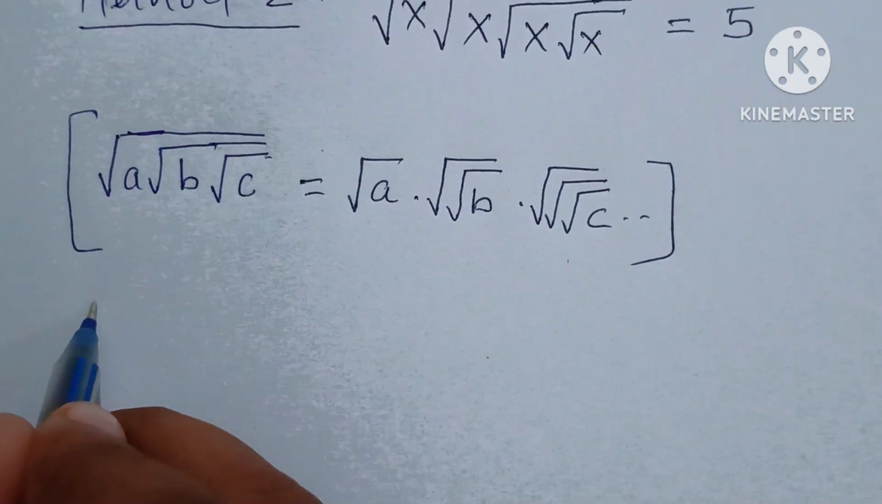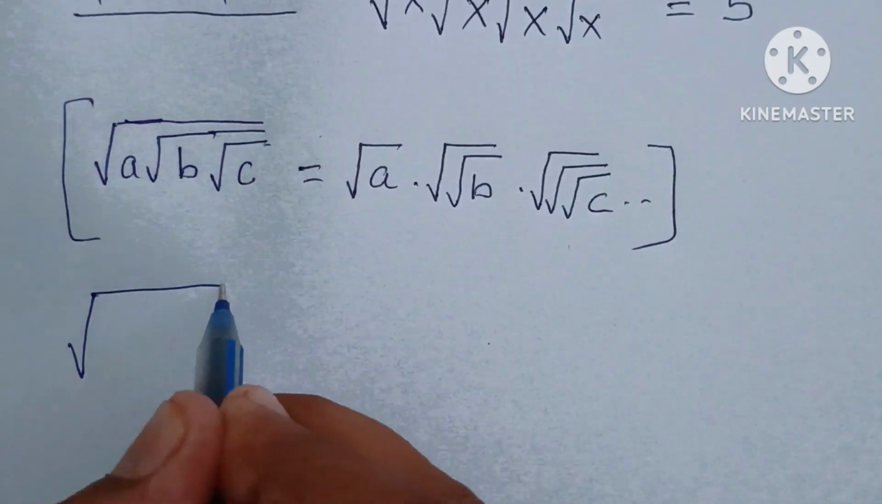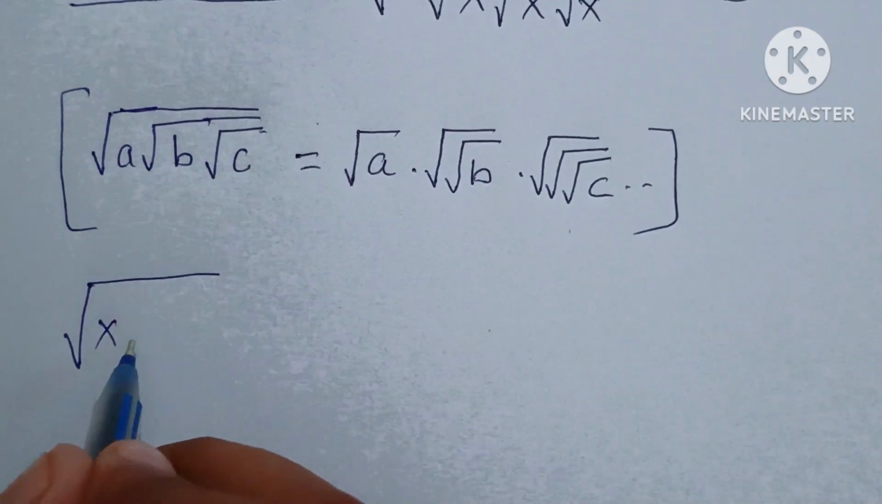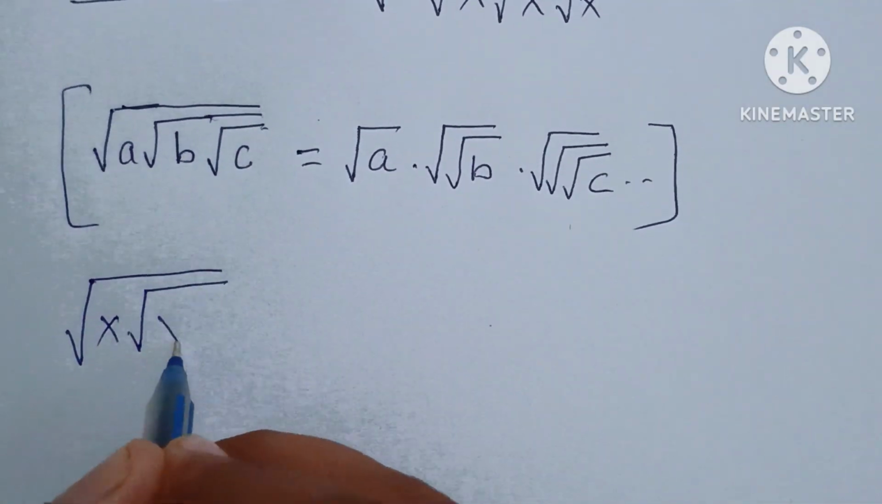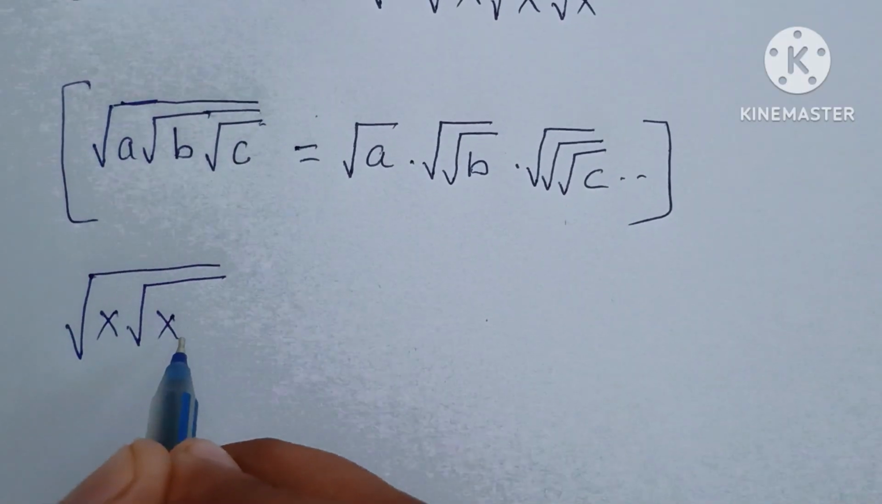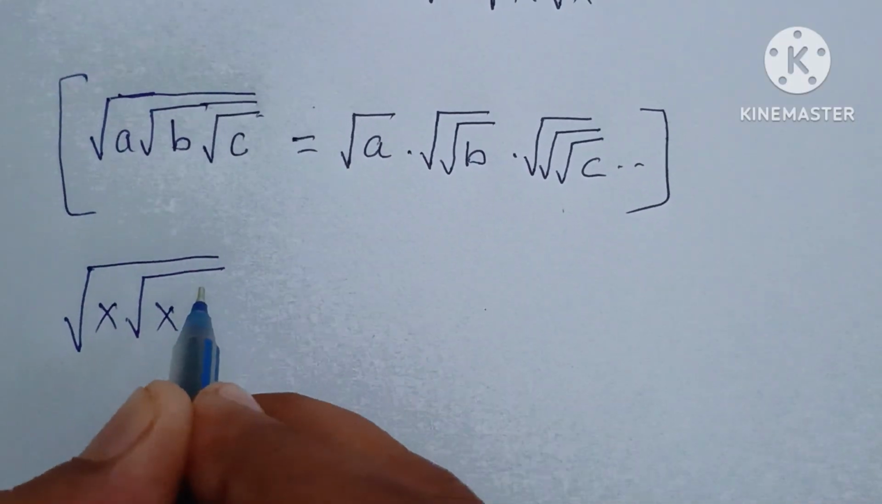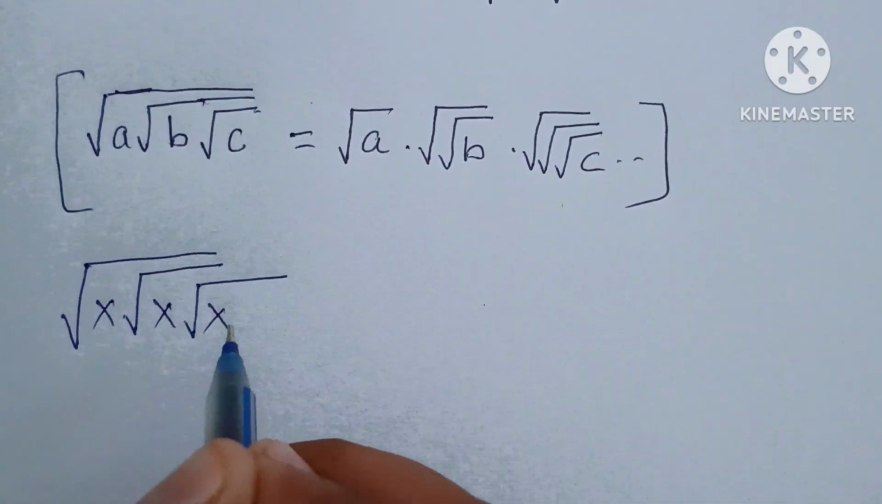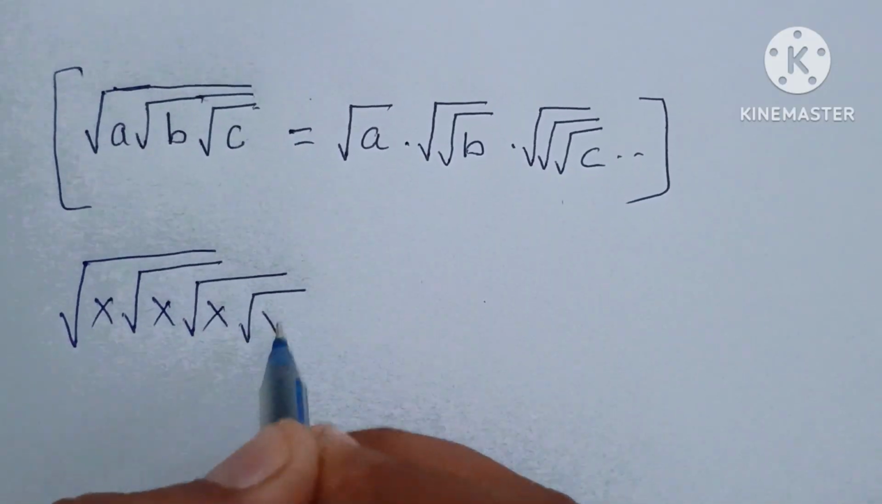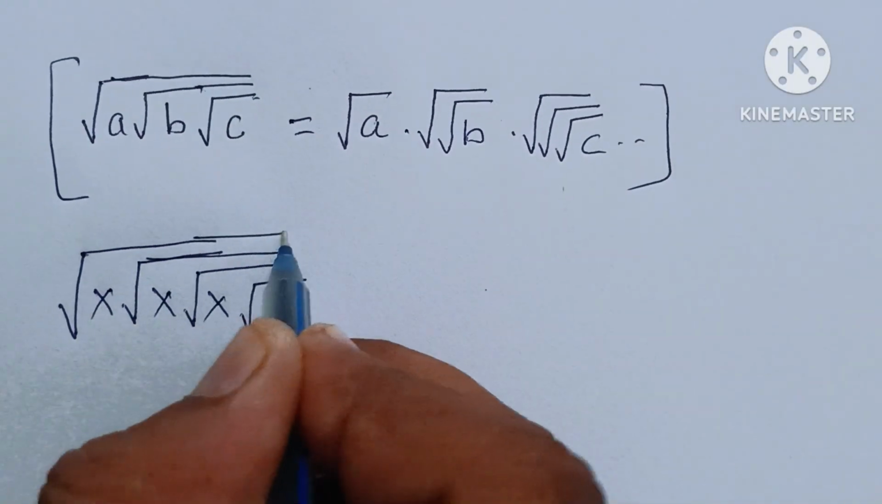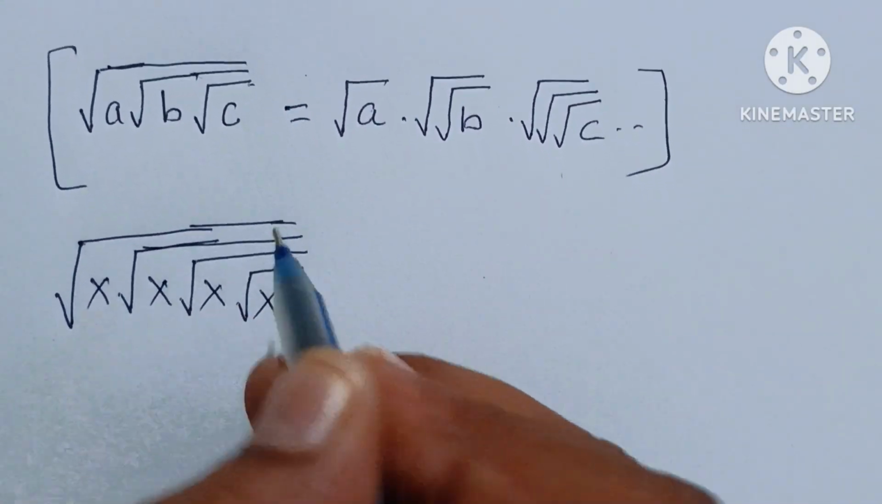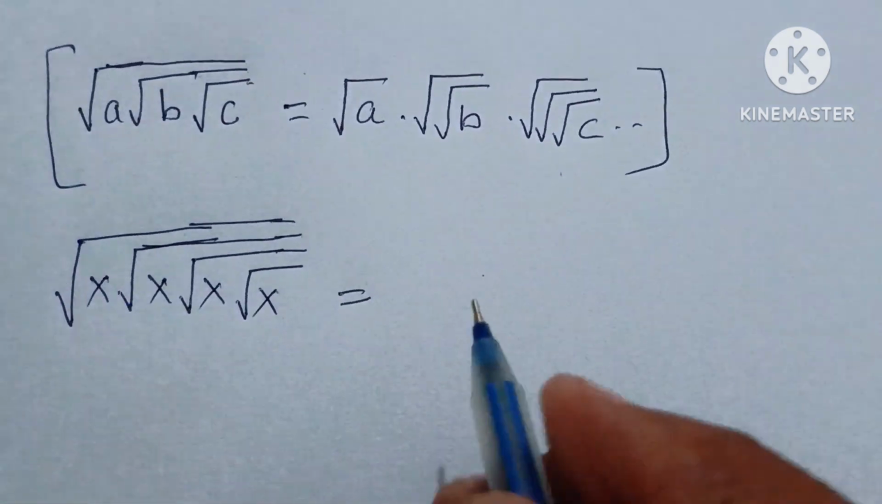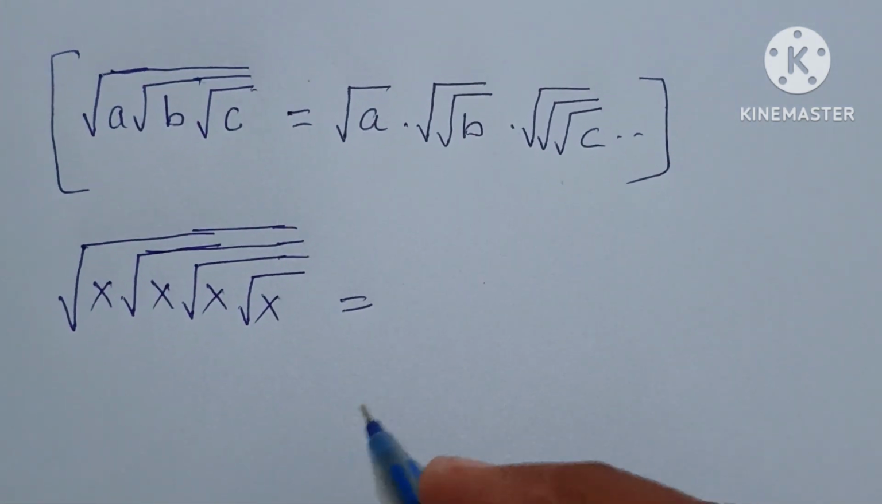Okay, now x under root x under root x under root x is equal to 5.